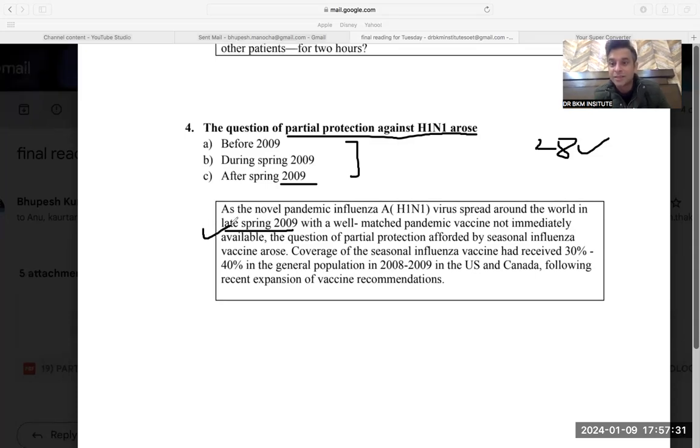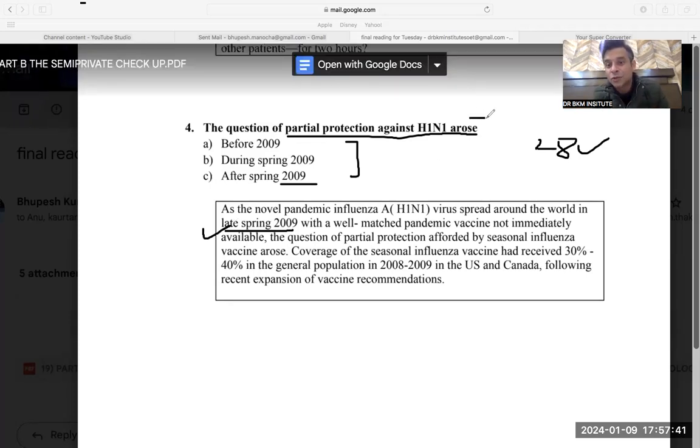Late spring means it is happening in the spring of 2009. It is not happening after 2009. It is not happening before 2009. So that was a tricky question, and that is where you should give time. I'm not saying do this question in a hurry. Give time to these easy questions.